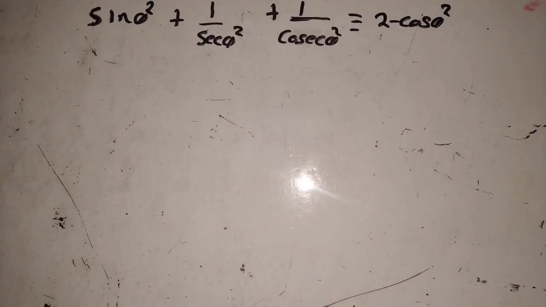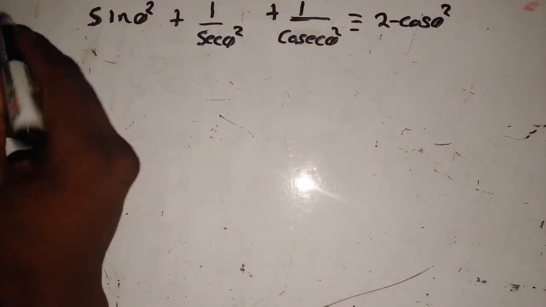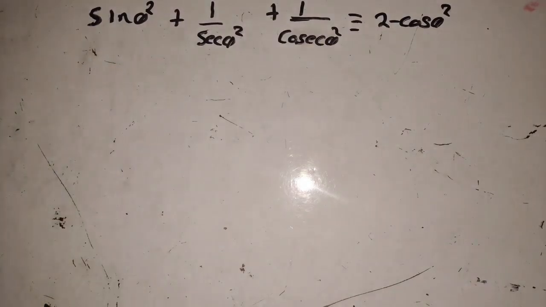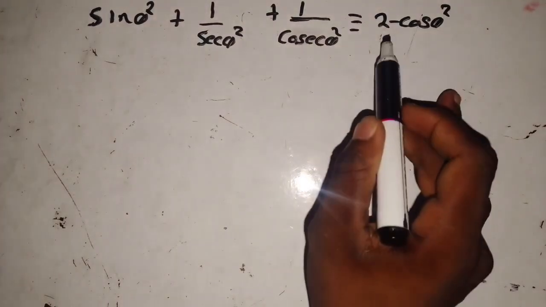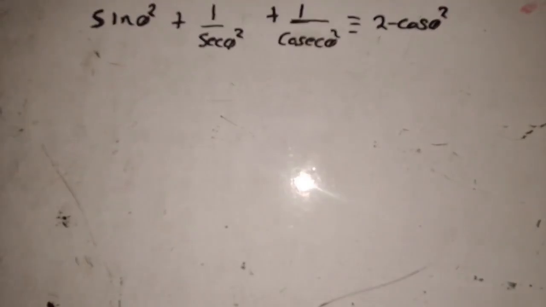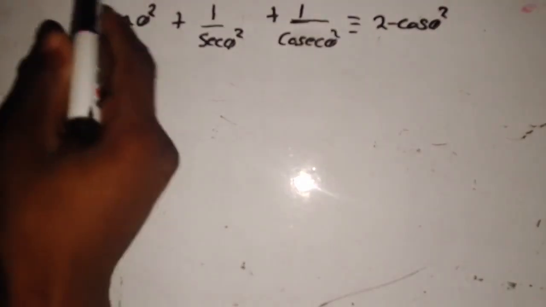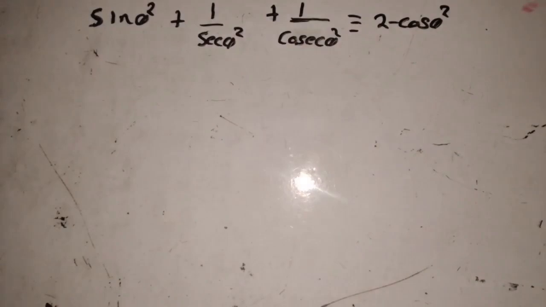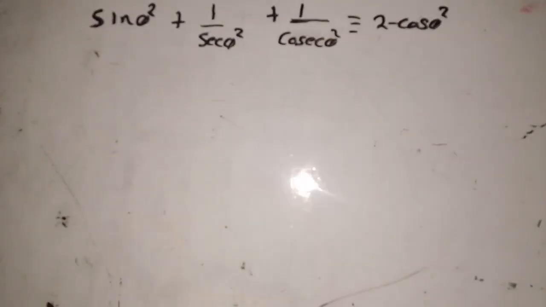We have been taught to prove that sine theta squared plus 1 over sec theta squared plus 1 over cosec theta squared is equal to 2 minus cos theta squared. So let's prove that this is equal to 2 minus cos theta squared. We can prove by starting with this, expanding it so that it looks just like the other side. They must be the same. Let's start our procedure.